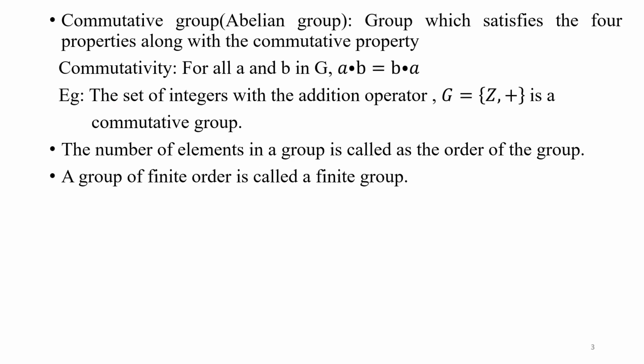Commutative group is a group which satisfies the four properties along with the commutative property. Commutative property is for all A and B in G, A dot B equal to B dot A. Example, the set of integers with the addition operator is a commutative group. The number of elements in a group is called the order of the group. A group of finite order is called a finite group.